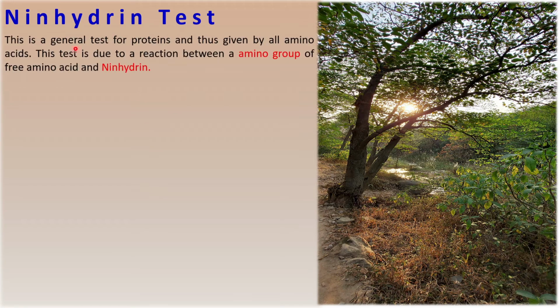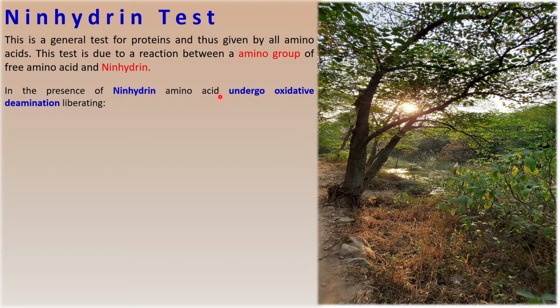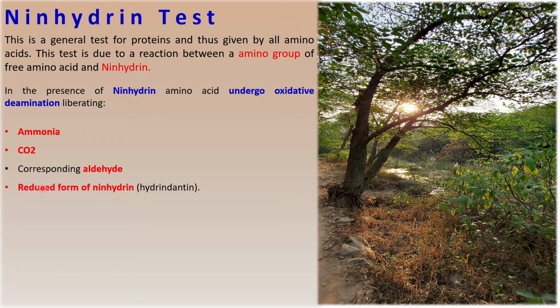Ninhydrin test. What is the Ninhydrin test? This is a general test for proteins and is thus given by all amino acids. This test is due to a reaction between the amino group of a free amino acid and ninhydrin. The principle of this test is that in the presence of ninhydrin, amino acids undergo oxidative deamination, liberating three or four things. Number one, ammonia. Number two, carbon dioxide. Number three, the corresponding aldehyde, and the reduced form of ninhydrin, that is hydrindantin.